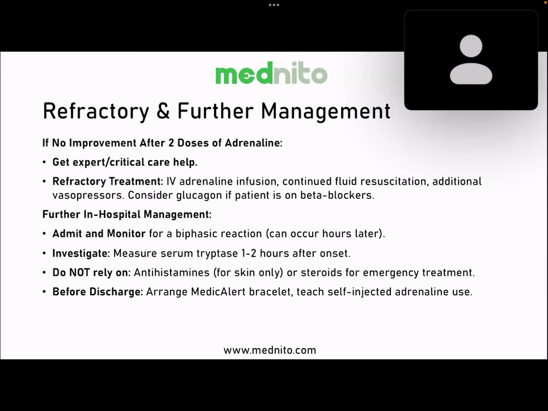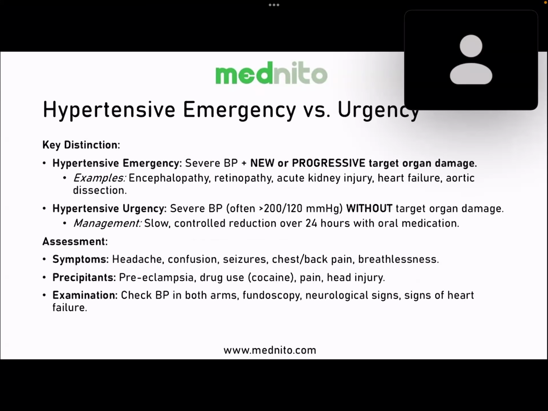Next, we talk about the most important question. If the patient has got a refractory reaction to treatment, what do you do? You'll have to make sure that IV adrenaline infusion is given, which is given in the ITU. So before calling the ITU, you will have to call critical care help. When do you call critical care help? It is after 2 doses of adrenaline have been given. All right.